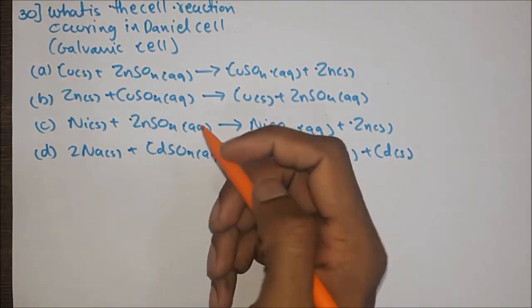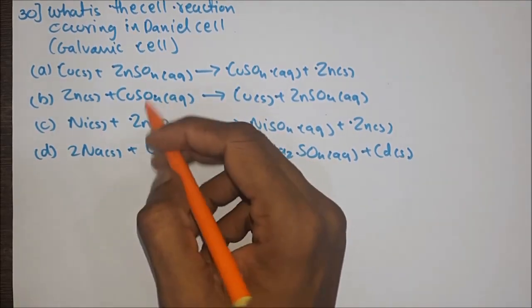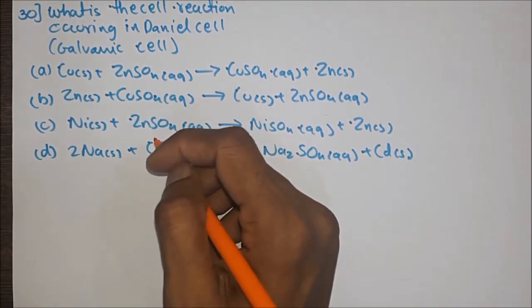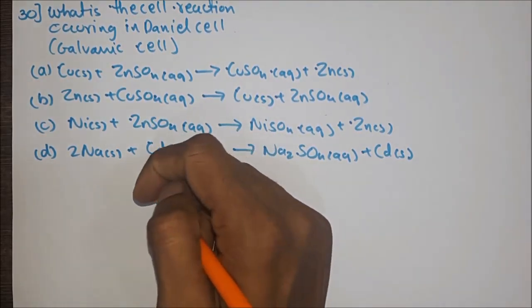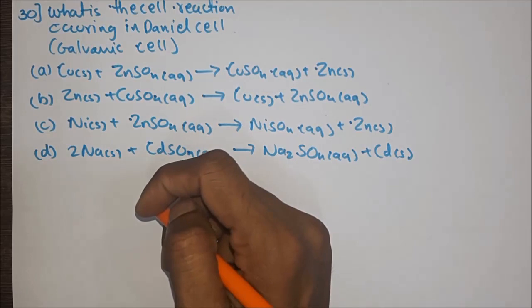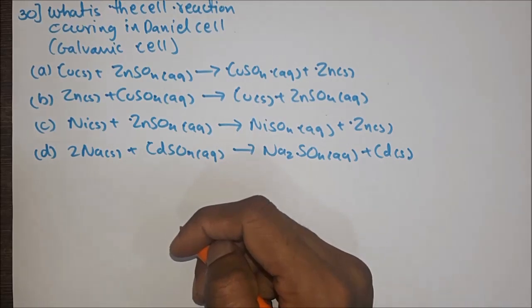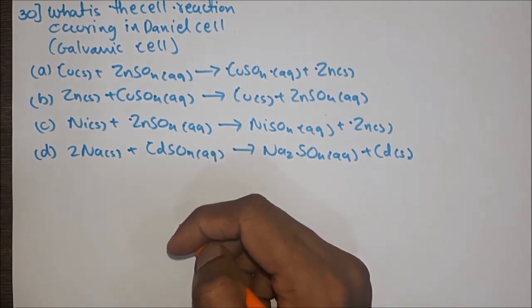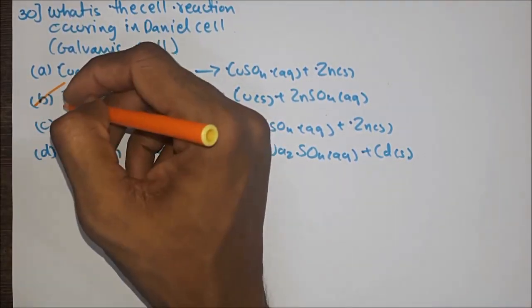Question 30. What is the cell reaction occurring in Daniell cell? We give four options. In Daniell cell, a copper-zinc galvanic cell, the spontaneous chemical reaction between zinc metal and aqueous copper sulfate is conducted so as to obtain the available chemical energy released in the form of electrical energy. Therefore, we see option B is the correct answer.